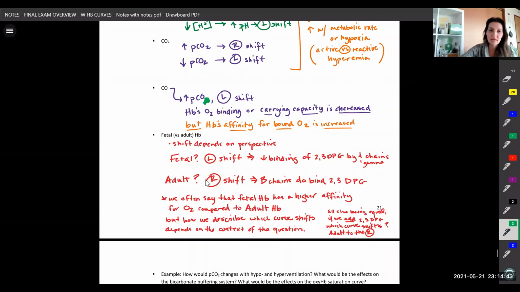So the extra note I made here is we often say that fetal hemoglobin has a higher affinity for oxygen compared to adult hemoglobin, but how we describe which curve shifts depends on the context of the question. What is our starting point? Who are we comparing that starting point to?